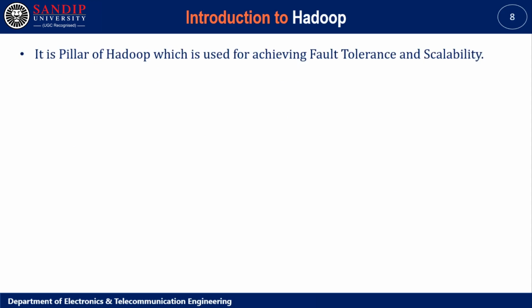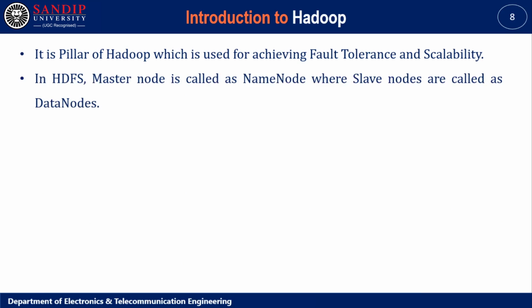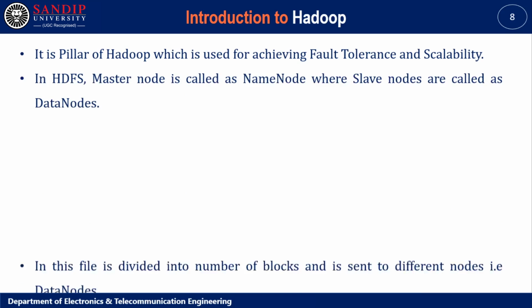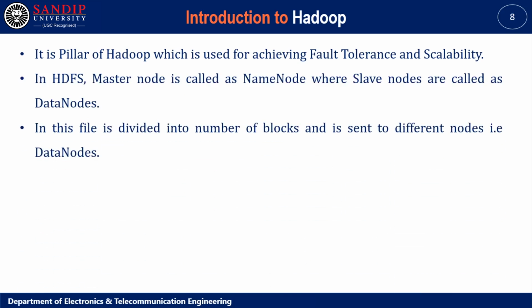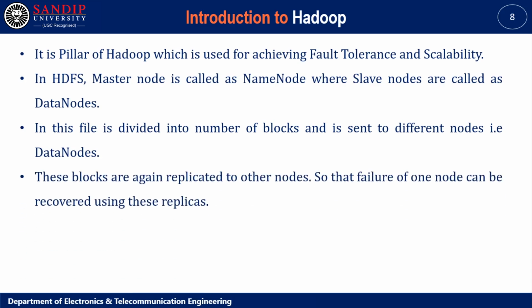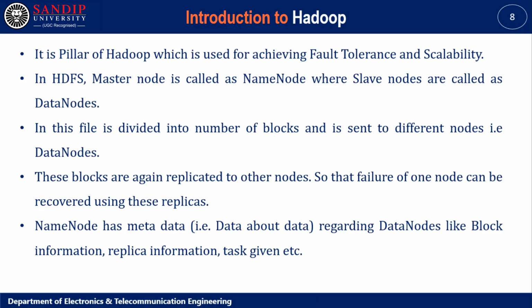Hadoop distributed file system. It is a pillar of Hadoop which is used for achieving fault tolerance and scalability. In HDFS, master node is called as name node where slave nodes are called as data nodes. In this, file is divided into number of blocks and is sent to different nodes, that is data nodes. These blocks are again replicated to other nodes so that failure of any node can be recovered using these replicas. Name node has metadata, that is data about data regarding data nodes like block information, replica information, task given, etc.